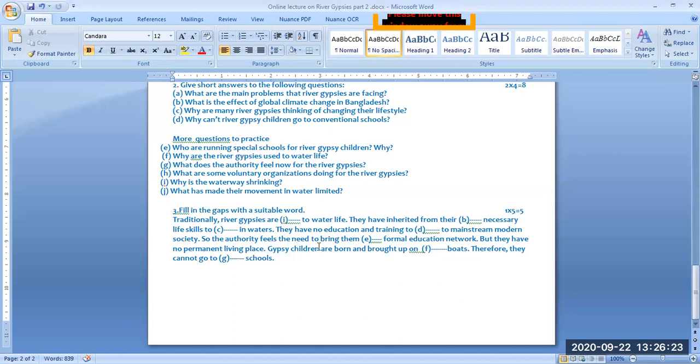So the authority feels the need to bring them under, and the correct answer here is formal education network. But they have no permanent living place. Gypsy children are born and brought up on dash boats. The answer should be roaming boats or mobile boats. Roaming boats or mobile boats, both are used as adjective here. Okay, therefore they cannot go to dash school. You can write formal school or conventional school or traditional school. You can use any synonym here. In the passage, the answer is given as conventional school, but you can also write traditional school.